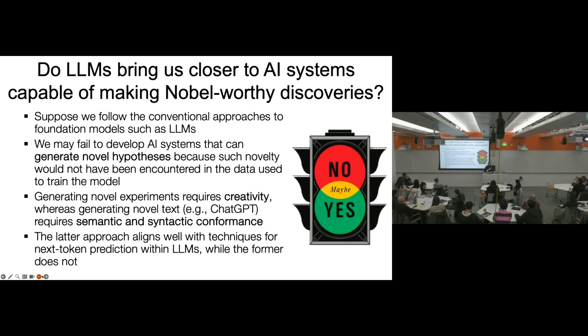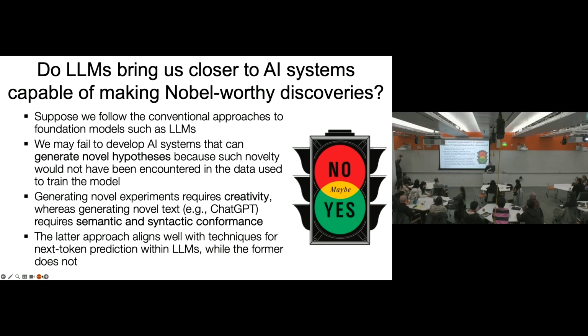So do large language models then bring us closer to AI systems that would be capable of making Nobel-worthy discoveries? On one end, we are very enthusiastic about all the advances that we are seeing in LLMs and combinations of LLMs in the form of agent systems. But on the other end, there seem to be things that are missing, right? So imagine or suppose that we want to implement the AI scientists using the tools and algorithms that are available to us today. So suppose we follow this conventional approach to foundation models that rely on large language models or other types of large pre-trained models. So I would argue that in that case, we might actually fail to develop AI scientists as autonomous systems that could generate really novel hypotheses.